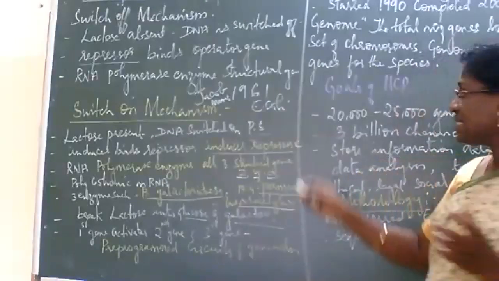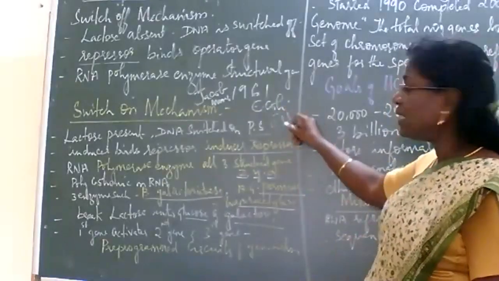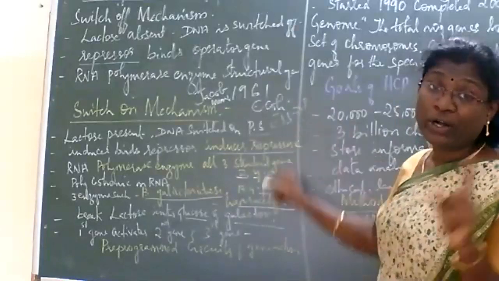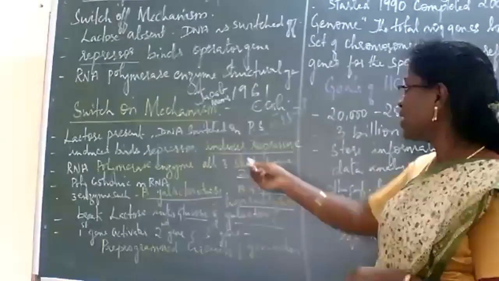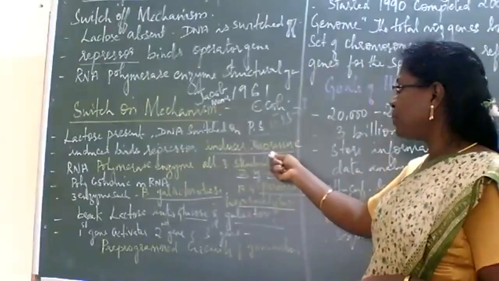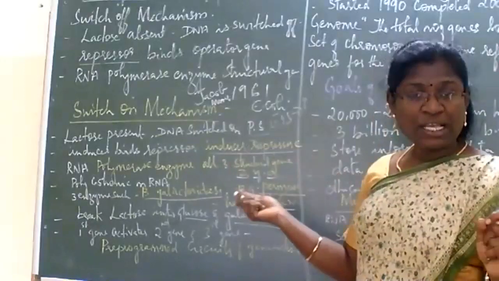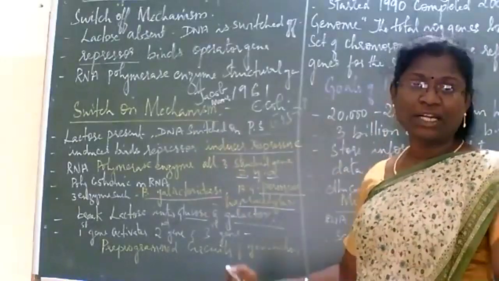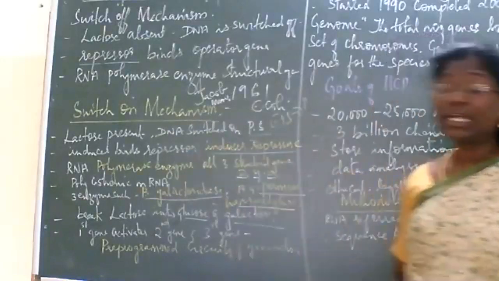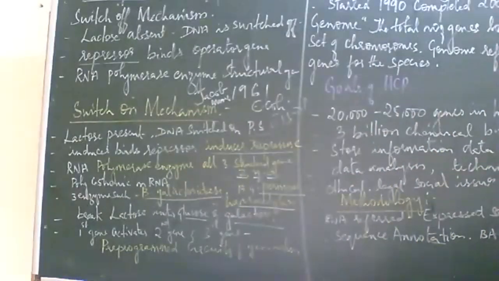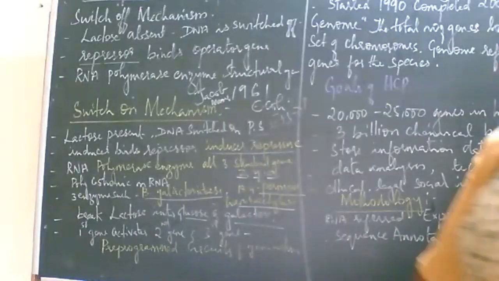When there is one enzyme, it gives rise to a product molecule. Same thing here: this inducer-repressor complex promotes protein synthesis. Here the enzyme is RNA polymerase. Now the repressor becomes inactive and releases the operator gene. This enables the RNA polymerase enzyme to transcribe.